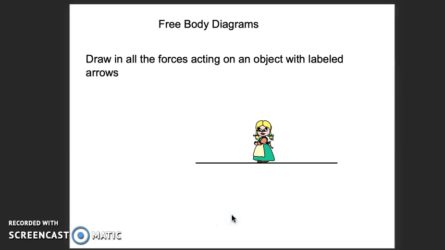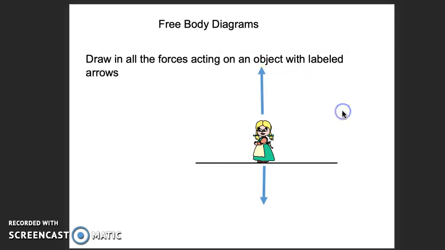What is a free body diagram? It's just a picture of all the forces acting on a given object or person. So let's start nice and easy. Here's a girl standing on the ground. There are two forces acting on her. One, the force of gravity, which simply points downwards right there. There's force of gravity pulling her down. And the other force is the floor, which pushes her up in the air.